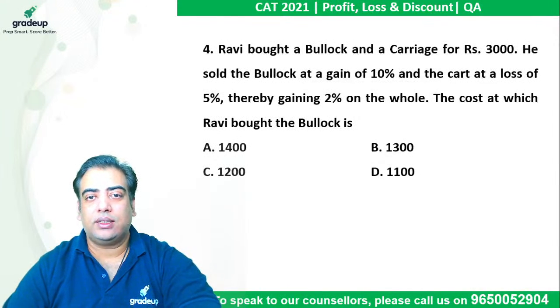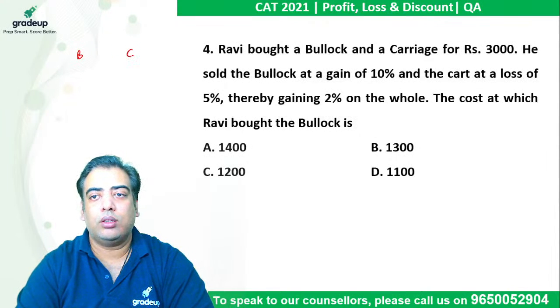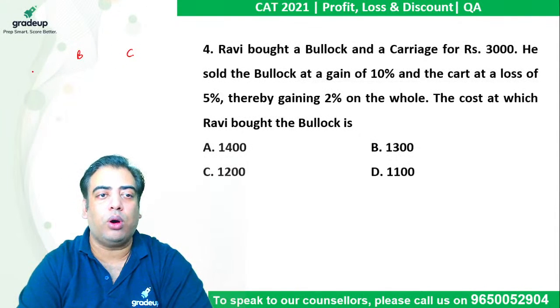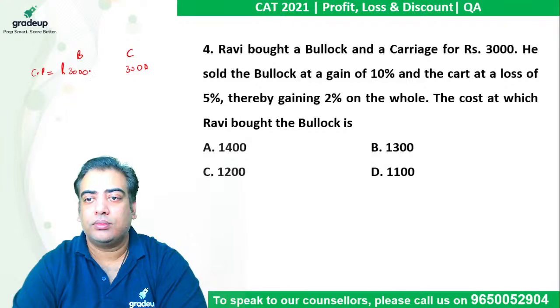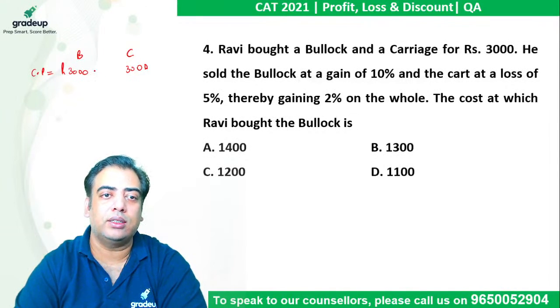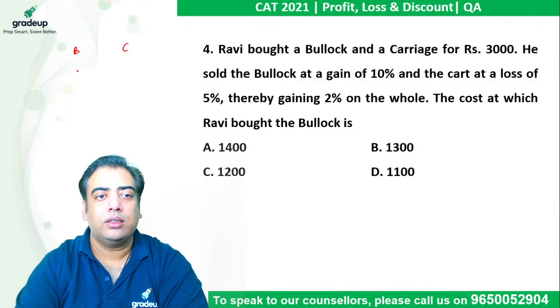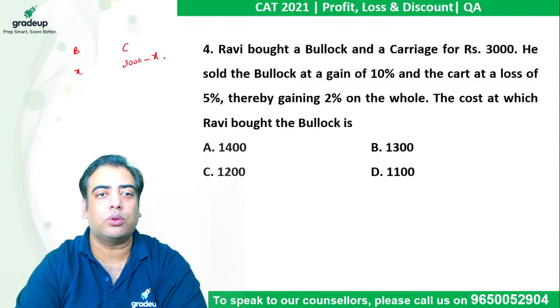In fourth it says Ravi bought a bullock and a carriage for rupee 3,000. So the purchase price is basically the cost of both of these is given to me. It is 3,000. Okay, so it is the total cost. So if cost of bullock is, let's say, X, then the cost of carriage will be 3,000 minus X. So that is the total cost given to me.